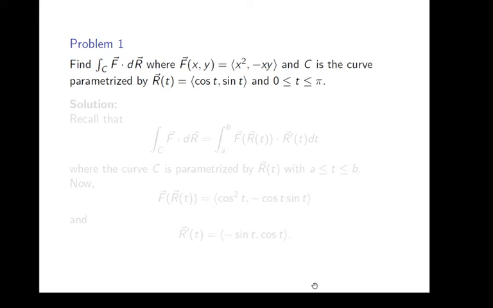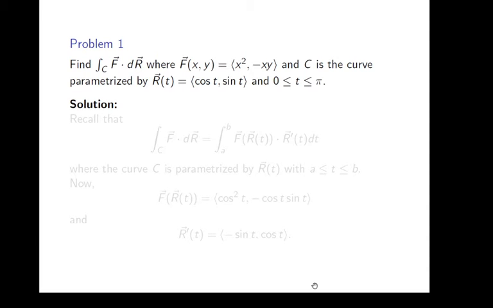So we have 6 problems, and the first of the 6 is the following problem here. Let us find the line integral of F over C, where the function F is the vector-valued function whose first coordinate is x squared and the second coordinate is negative xy. And the curve C is the curve parametrized by r of t given by cosine t, sine t, where t is from 0 to pi.